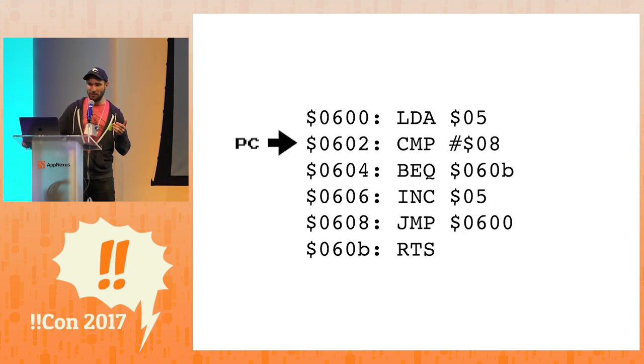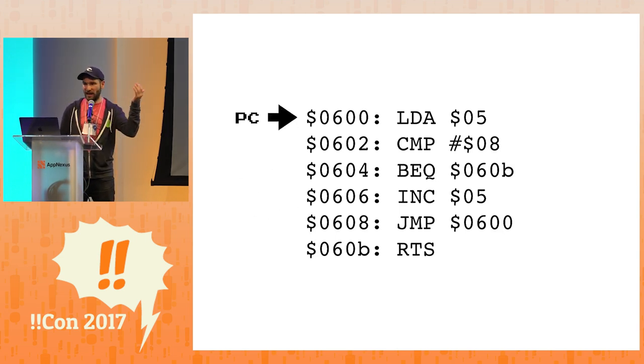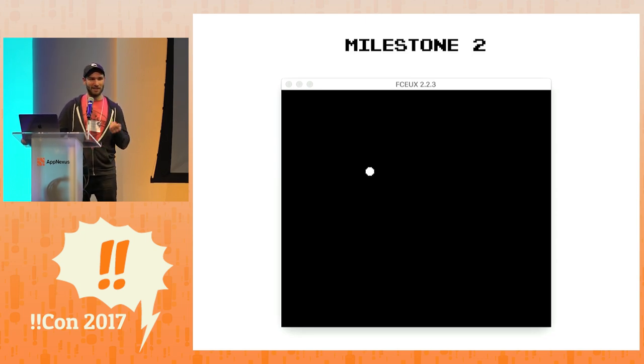What the CPU will do is essentially go instruction by instruction, executing your code, and that's what you have to build a game with. So yeah, spoiler alert, I showed you this earlier, but this was my second milestone. I managed to display a ball, and it was awesome.